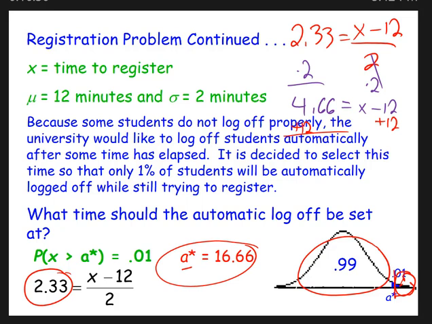So if we have the system cut you off at 16.66 minutes, only 1% of the students will get cut off if they're legitimately still registering.